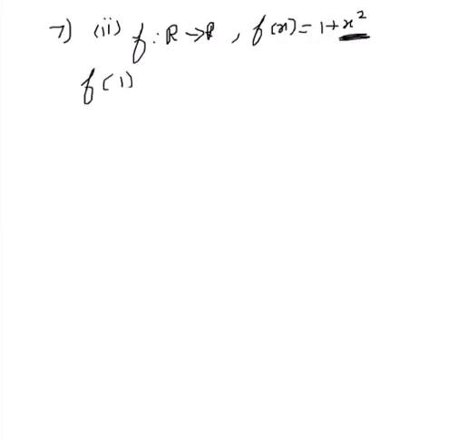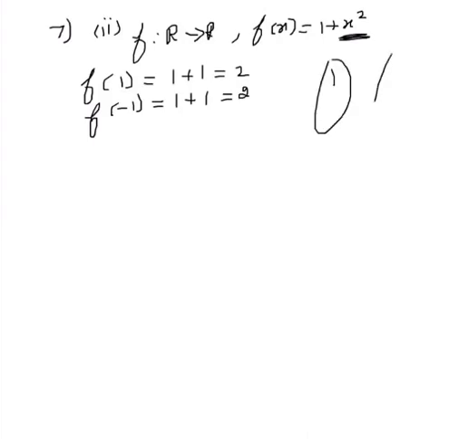Now question 7, second subdivision. f is from R to R, defined by f of x is equal to 1 plus x square. This is not a 1-1 function because of the square function on the real number set. I am using a counter example. f of 1 is 1 plus 1 square, which is 2. f of minus 1 also gives you the same answer because you have x square. So both 1 and minus 1 have the same image too. So it is not a 1-1 function.